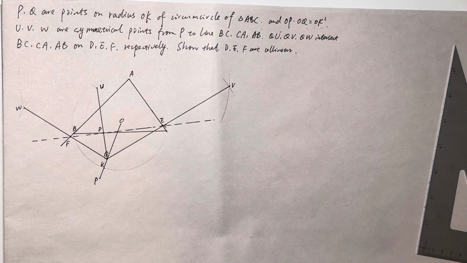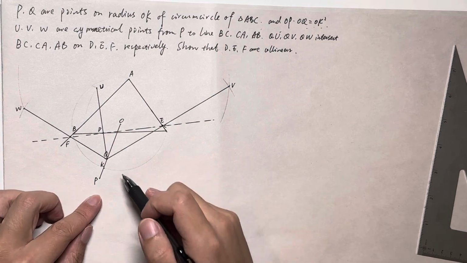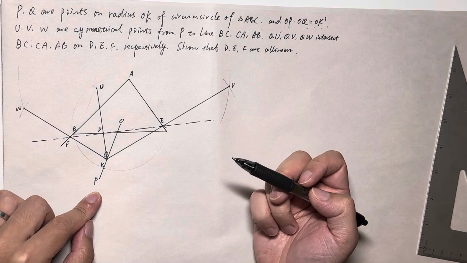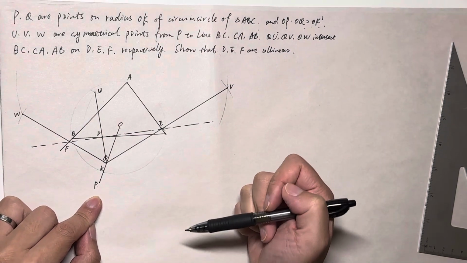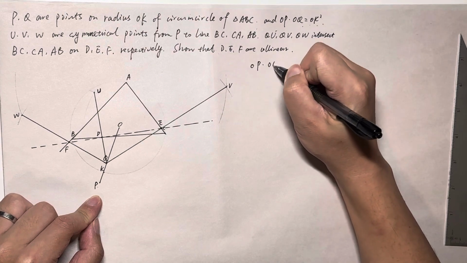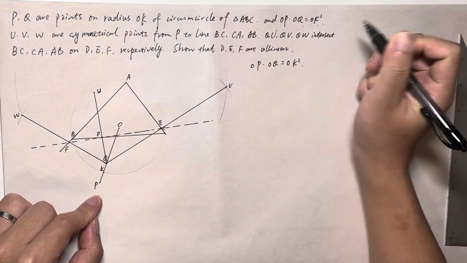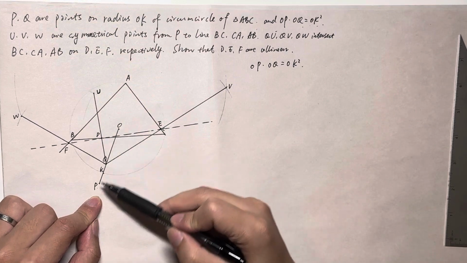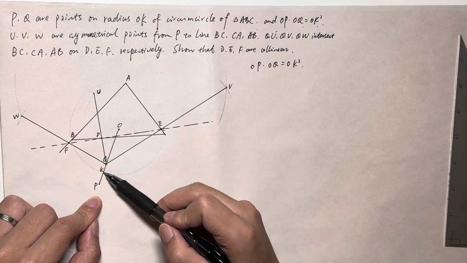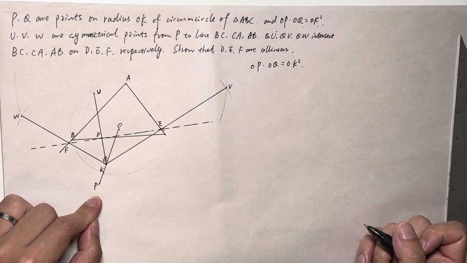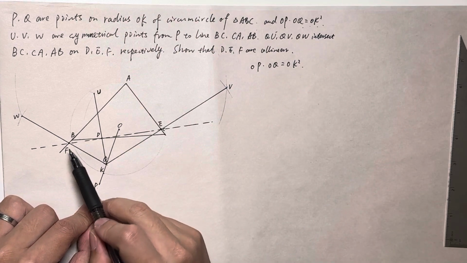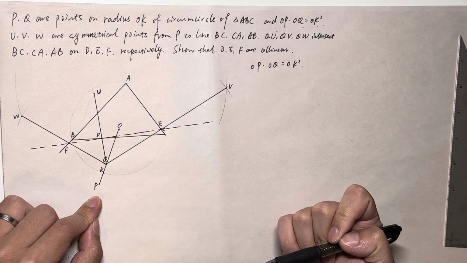The first question is, what can we learn from point P and point Q? The problem set is that OP times OQ equals OK squared. Right, that's the problem set, and we want to prove F, D, E are collinear.